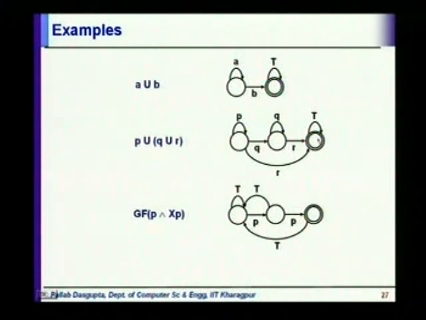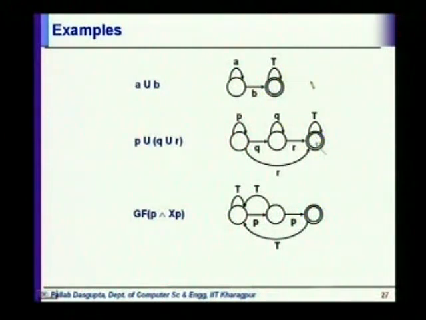So again, it's easy to see that when you reach here, you have already got p until q until r. When you reach this state, you already have p until q until r, because you could have reached here after getting r directly, or after getting p several times and then q several times and then r, or you could have got q straight away and then r, or q straight away and then several q's and then r. So for each way in which p until q until r can be satisfied, you will end up here, and then you stay here forever, so the accepting state is visited infinitely often.